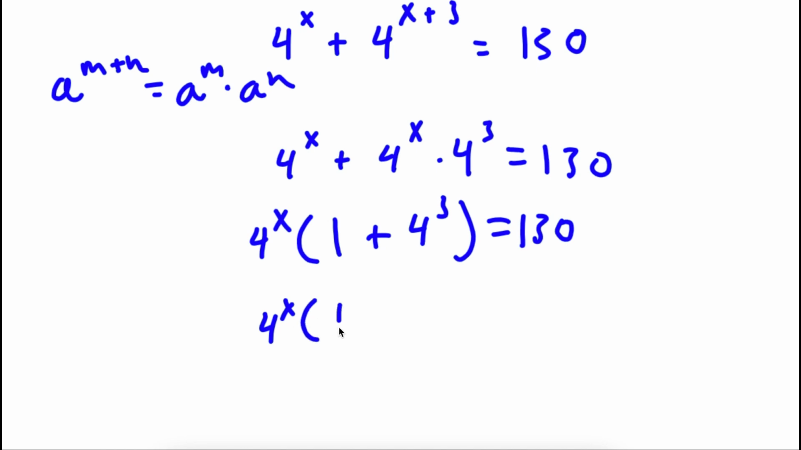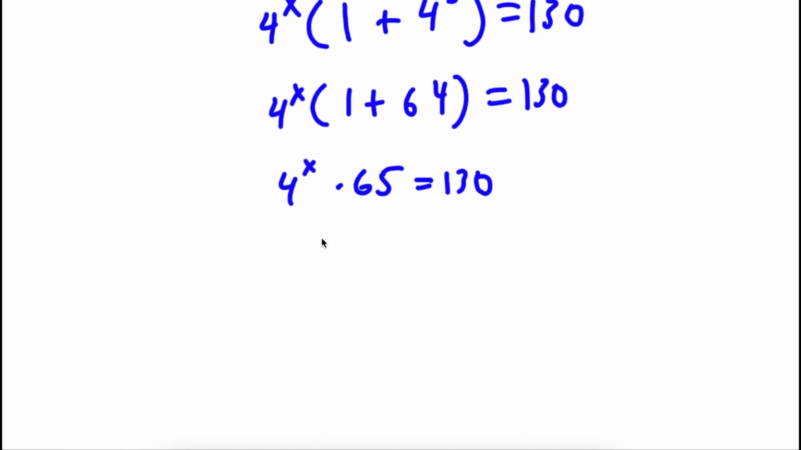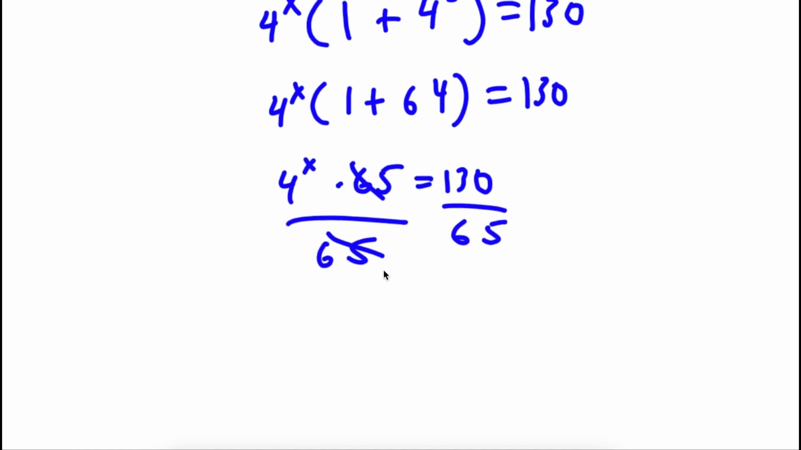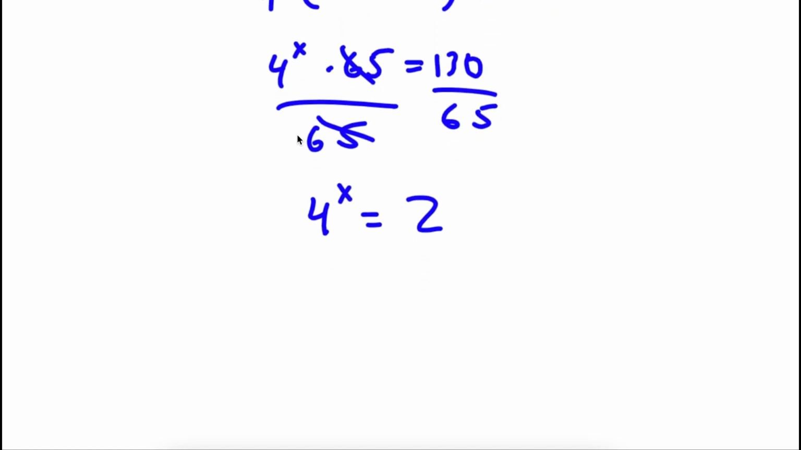Now I have 4 to the power of x times 1 plus 64 because 4 to the power of 3 is 64. And 64 plus 1 is 65. So I have 4 to the power of x times 65 is equal to 130. Now I'm going to divide by 65 on both sides. So then these two cancel out. I'm left with 4 to the power of x is equal to 2.